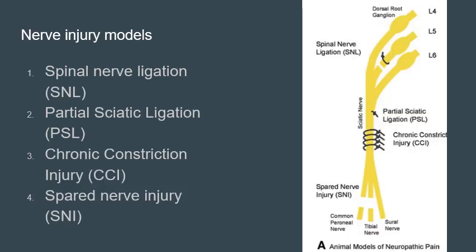Nerve injury models involve cutting or tying ligatures around nerves to produce injury and inflammation, similar to that seen in neuropathic pain. Spinal nerve ligation involves ligating and cutting one or more of the spinal nerves going to the foot. Tight ligation of the sciatic nerve is carried out in partial sciatic ligation. In chronic constriction injury, 4 loose ligatures are placed on the sciatic nerve, and an immune response to the sutures leads to nerve swelling and constriction. Finally, spared nerve injury involves the common peroneal and tibial nerves being cut, while the sural nerve is spared.